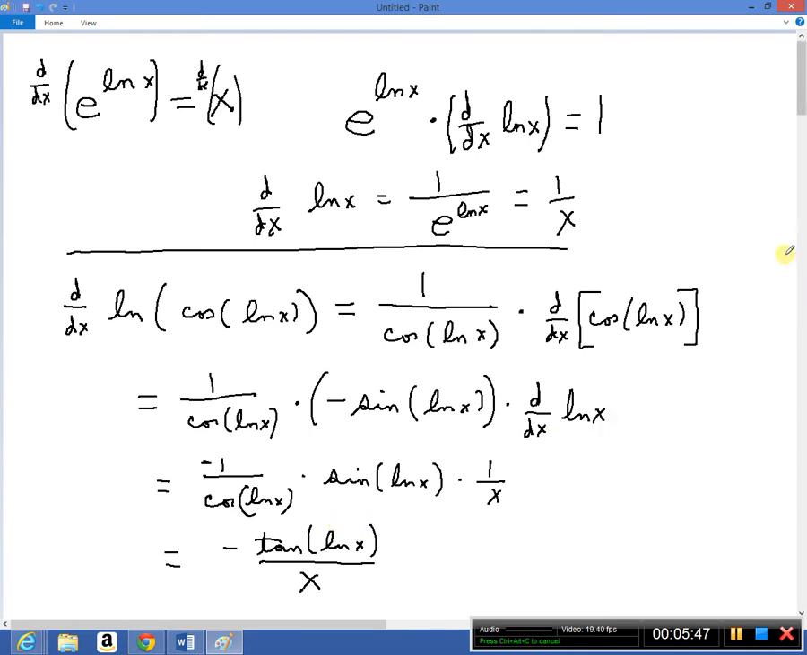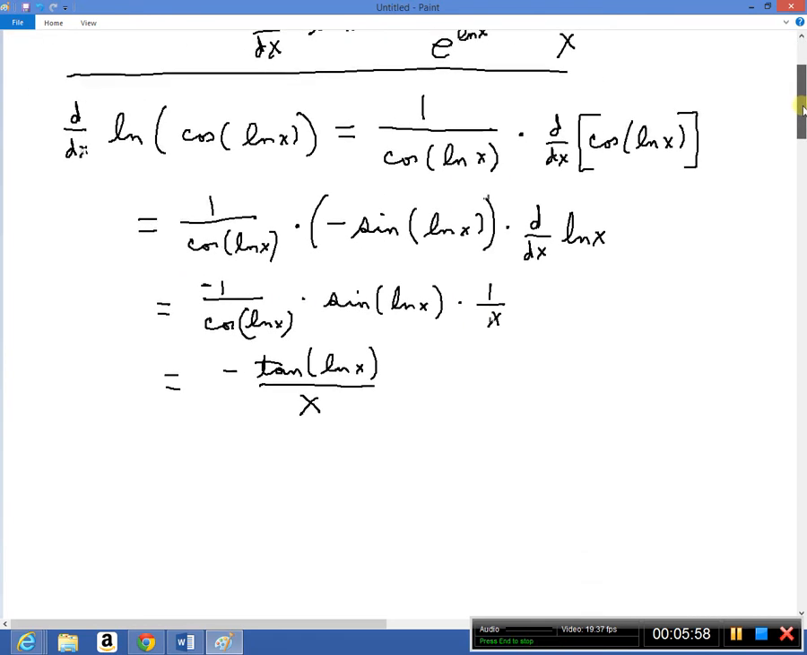All right, enough for that problem. No, you don't have to simplify it down to that. This is a perfectly good answer. I don't consider that to be any simpler.